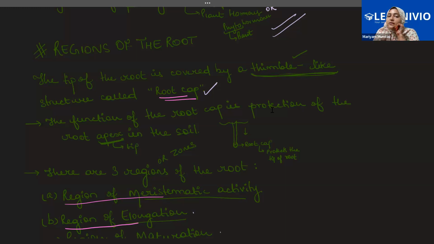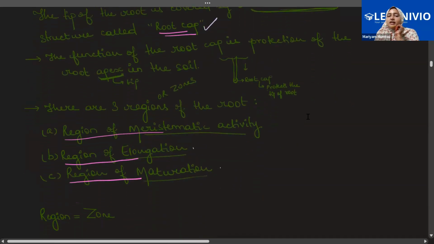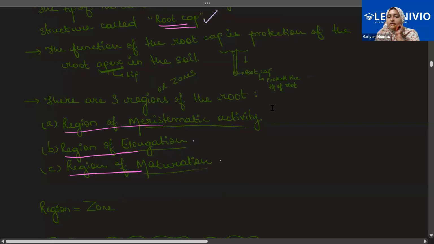For this protection, they have been provided with a cap-like structure. They have a cap, a thimble. Thimble means a covering. It is there and we call it the root cap. It is literally like a cap. So the function is to protect the tip of the root while going deeper into the soil. So now the roots are protected. Now there are three regions that are present in the root.